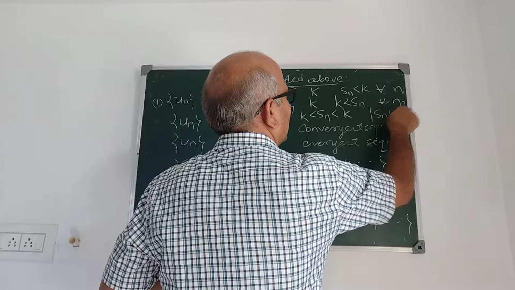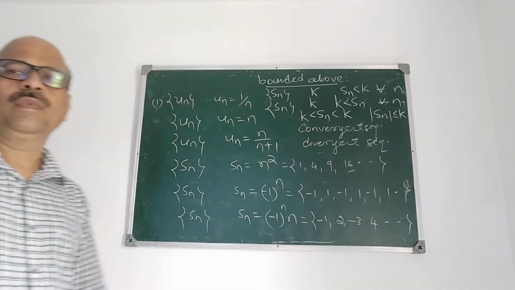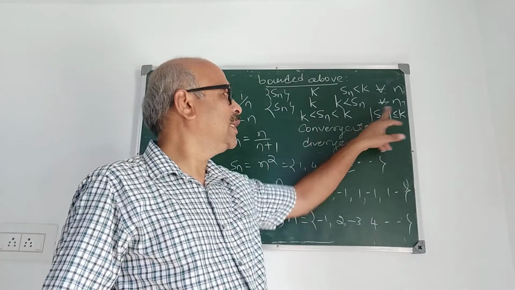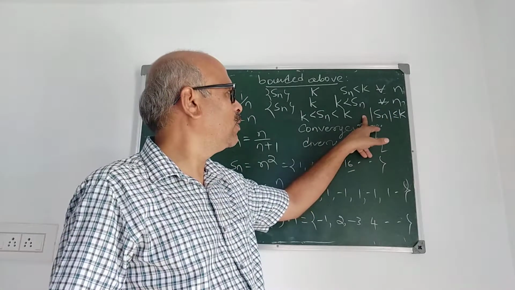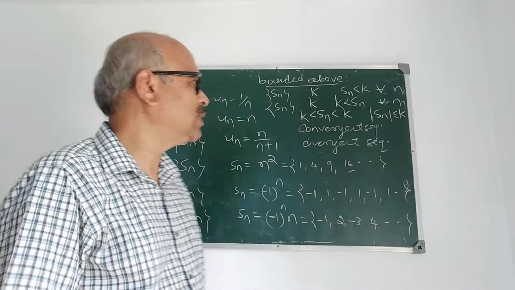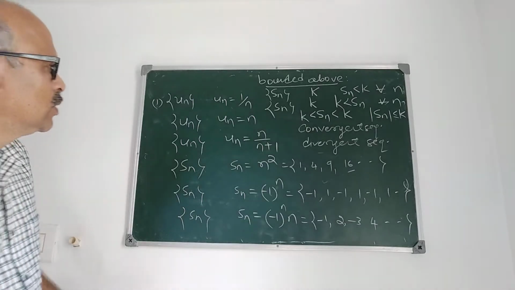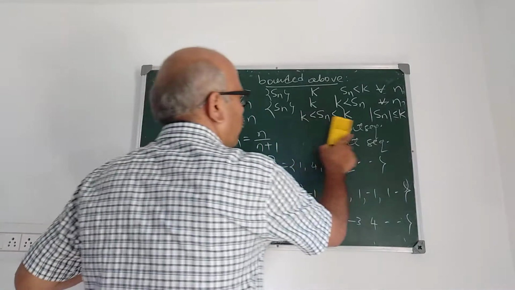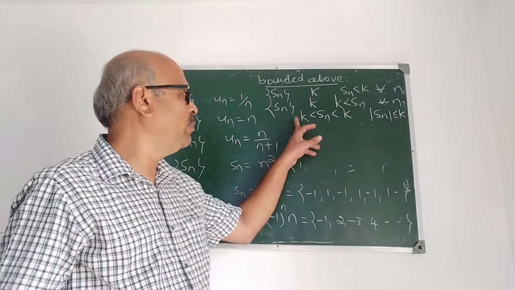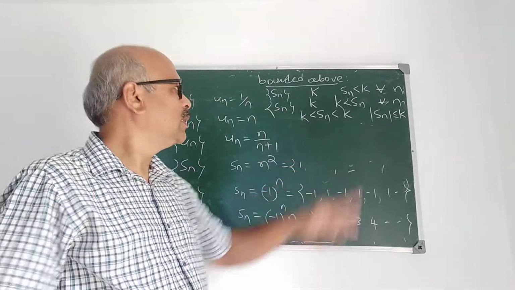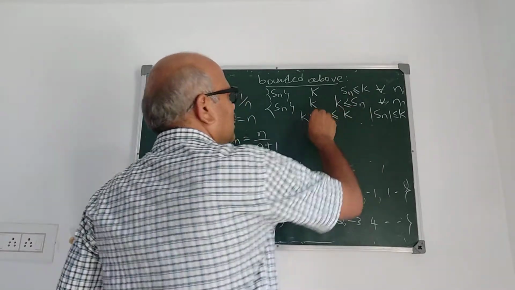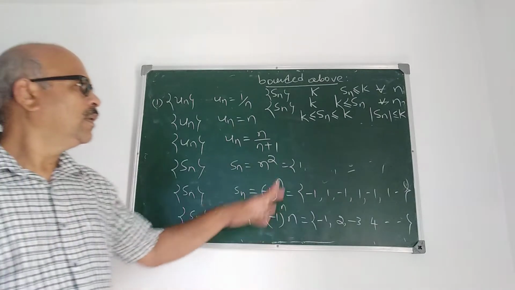Or a sequence is said to be bounded if mod Sn is less than or equal to k. That means Sn is greater than or equal to minus k and less than or equal to k. Then we say that the sequence is bounded. So when do you say that a sequence is bounded? A sequence is bounded means it is bounded below as well as above. Sometimes it is taken like this, Sn less than or equal to k.